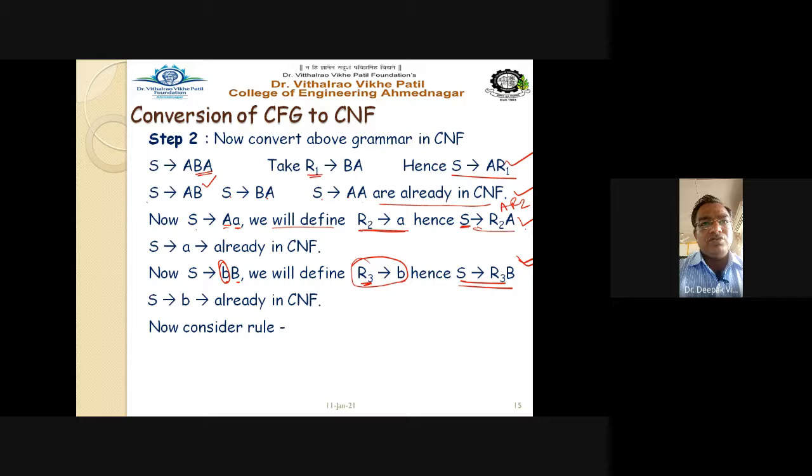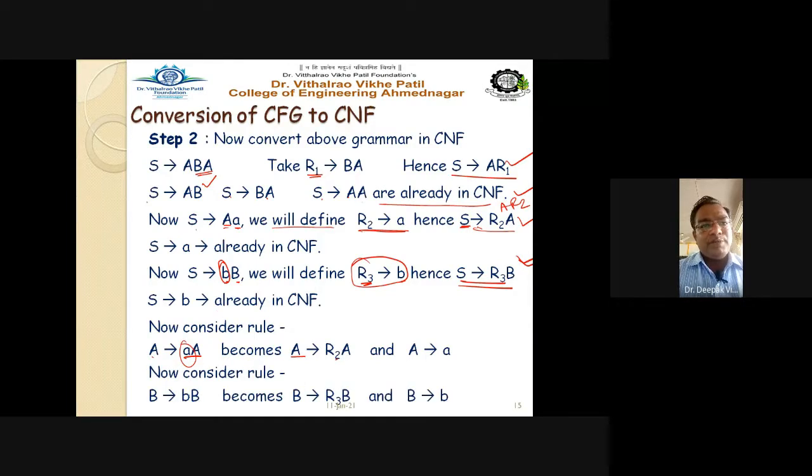So collect all the rules. Consider the next production, that is A gives aA. So A gives R2A, where small a is nothing but your R2, right? And for the next, B becomes B gives small b, capital B. Now this small b is R3. So this becomes B gives R3B. It is also in CNF. Then A gives small b, capital B gives small b. This is also in CNF format.